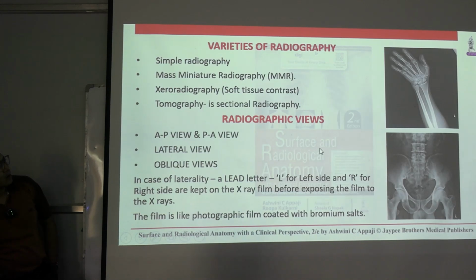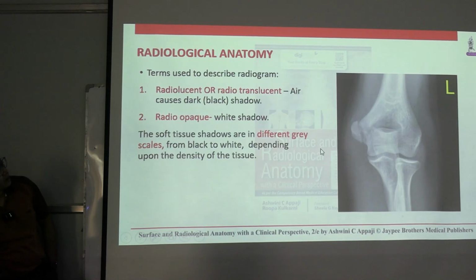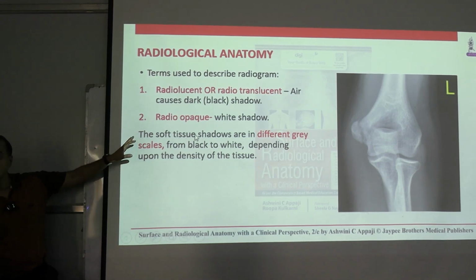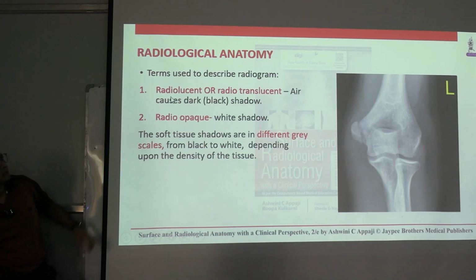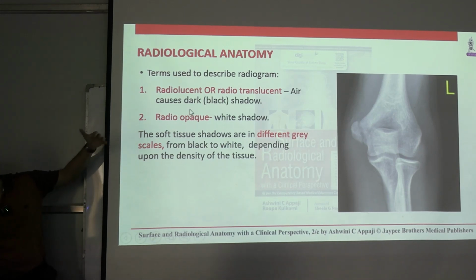So based on how these shadows are created on the radiogram, we call them radio-opaque or radiolucent. Radio-opaque means white, ivory white. That means it is least penetrable, the bones. Then we have radio-opacity which is grey. That means partially penetrated. And radiolucent means dark or black shadows. It is air, say the lung shadows.